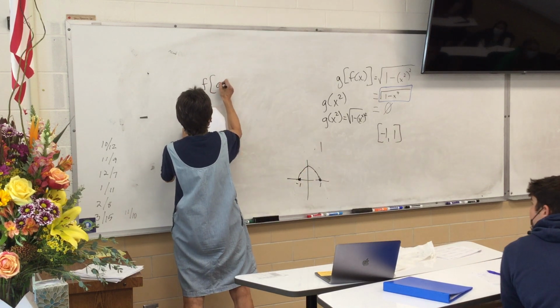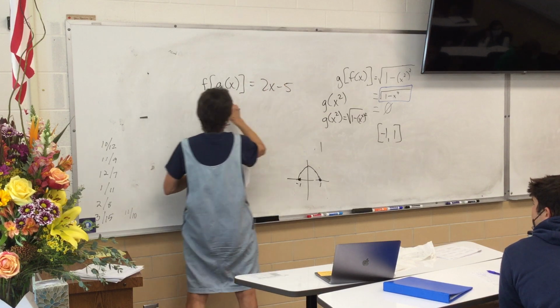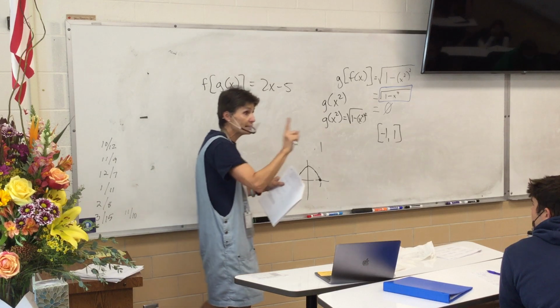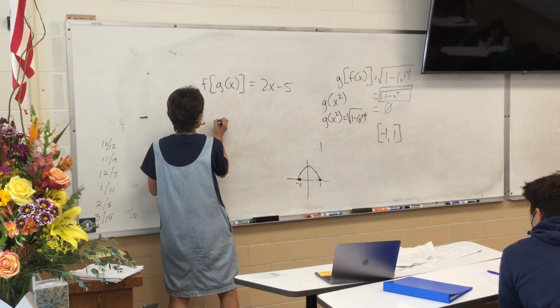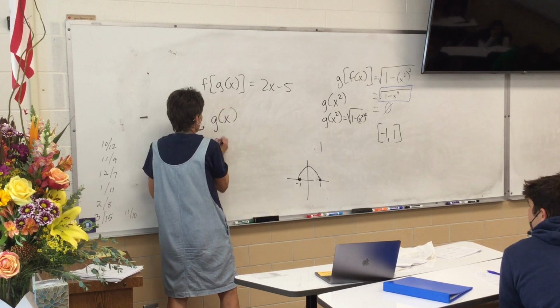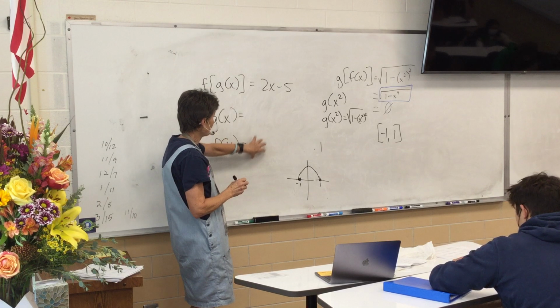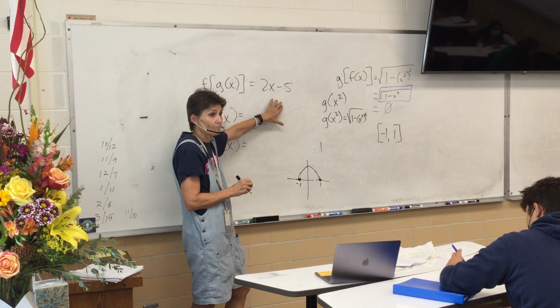Our function is 2x minus 5. So if you put a number into this, it's going to times by 2 and subtract 5 in that order, right? So you need to build 2 functions that will make that happen. So what are the 2 little functions that you're going to put together to get this big one?